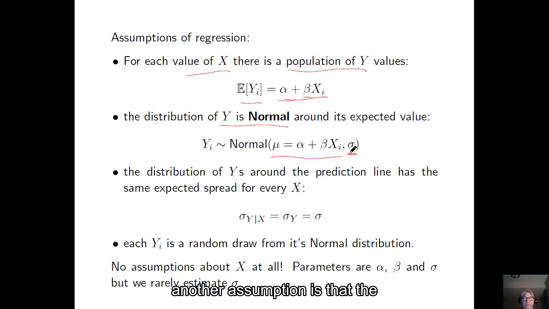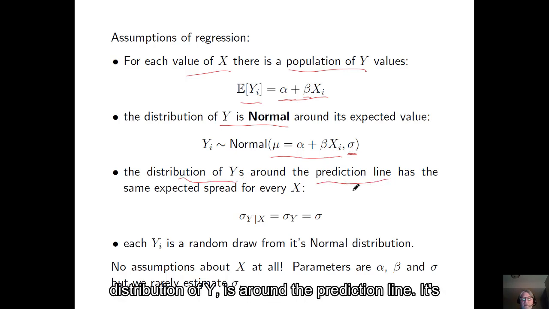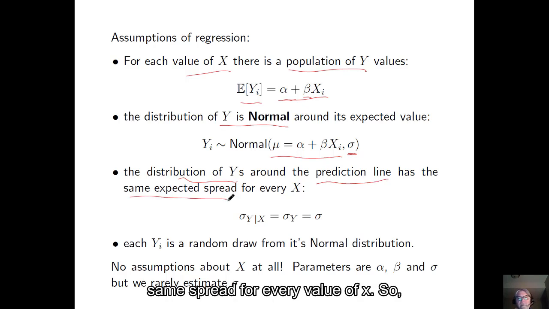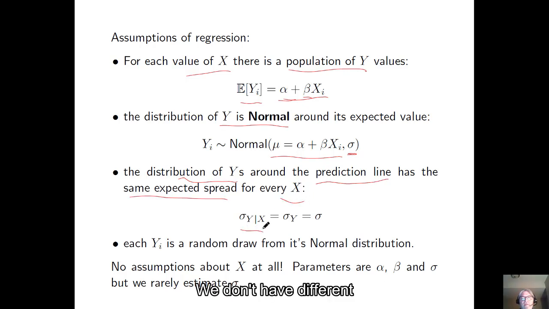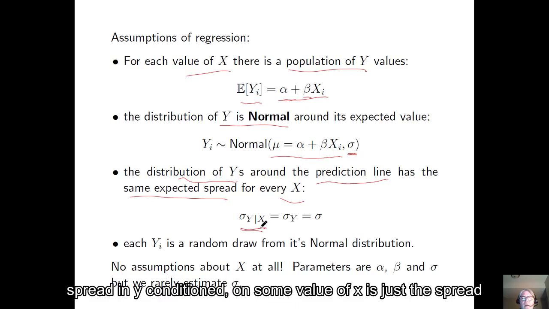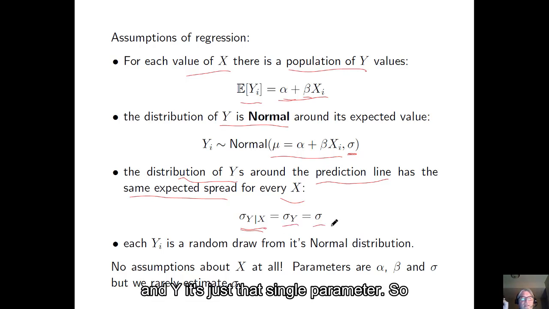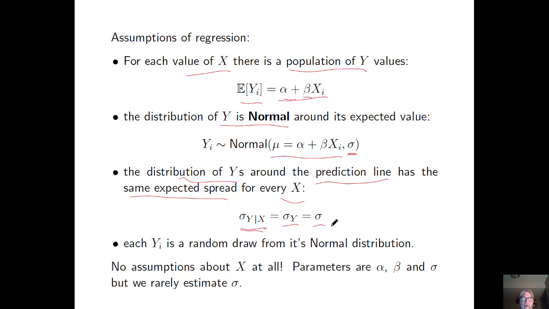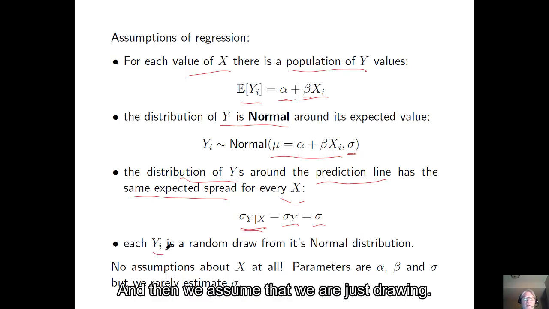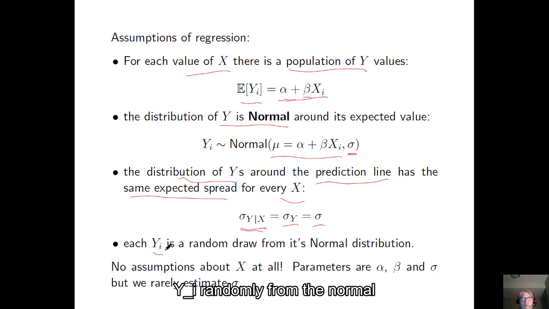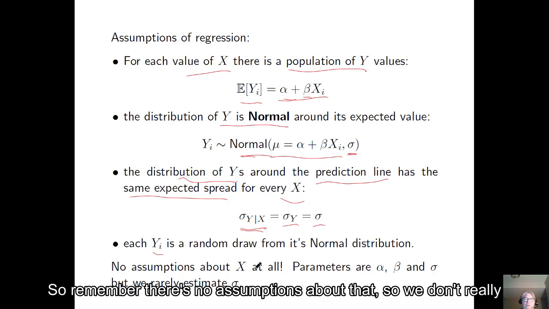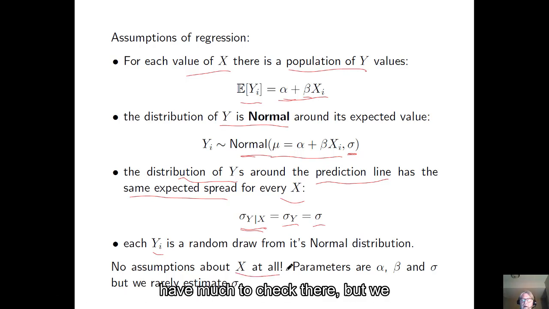And then another assumption is that the distribution of y's around the prediction line has the exact same spread for every value of x. So we don't have different sigmas for different x's. The spread in y conditional on some value of x is just the spread in y. It's just that sigma parameter. So it's supposed to be the same sort of normal distribution over every part of the line. And then we assume that we're just drawing yi's randomly from the normal distribution. So we're just randomly sampling according to the x value we've chosen. Remember, there are no assumptions about x, so we don't really have much to check there. But we need to verify that these assumptions hold.